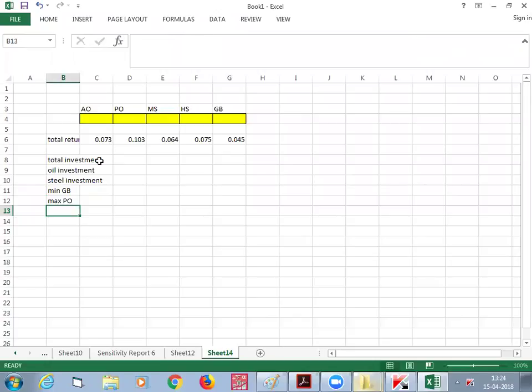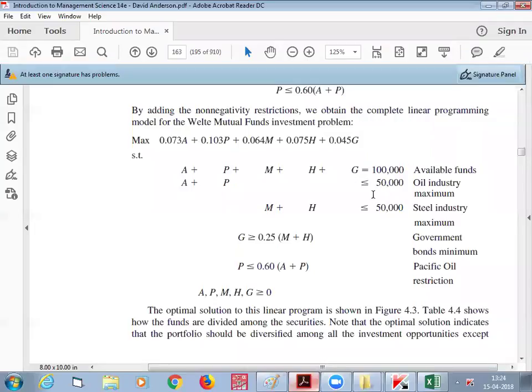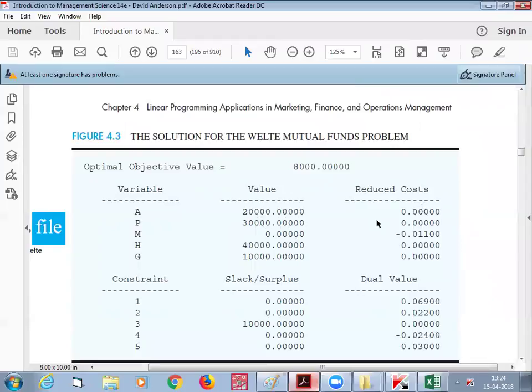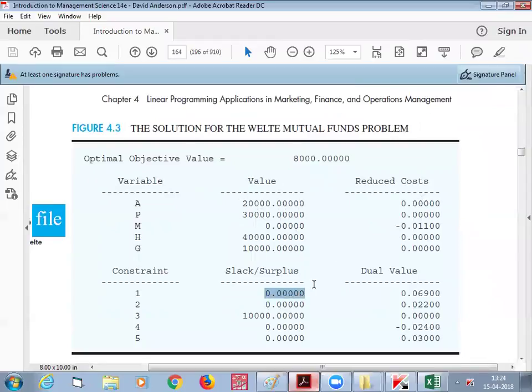So what do we have? How can I say? I'll show you how it means here in the book. See, first constraint is this one, and if you look at this, you see slack surplus is 0. That indicates that when the slack or surplus is 0, that indicates a binding constraint. Okay.